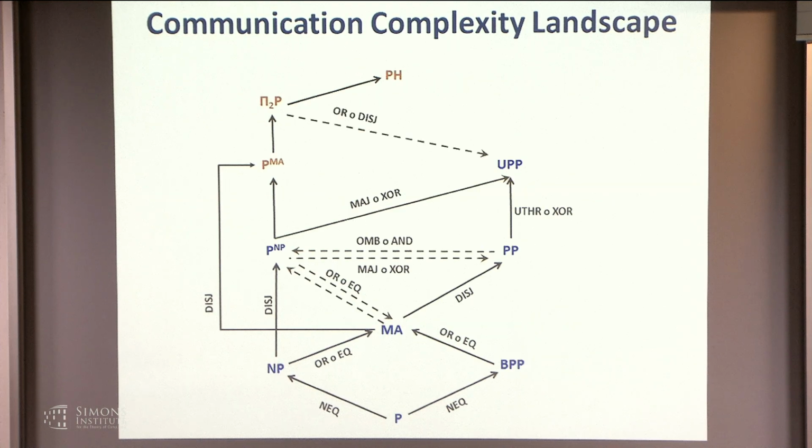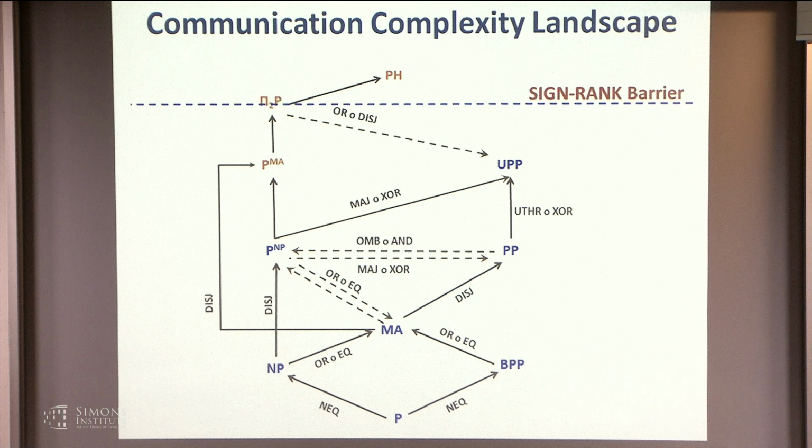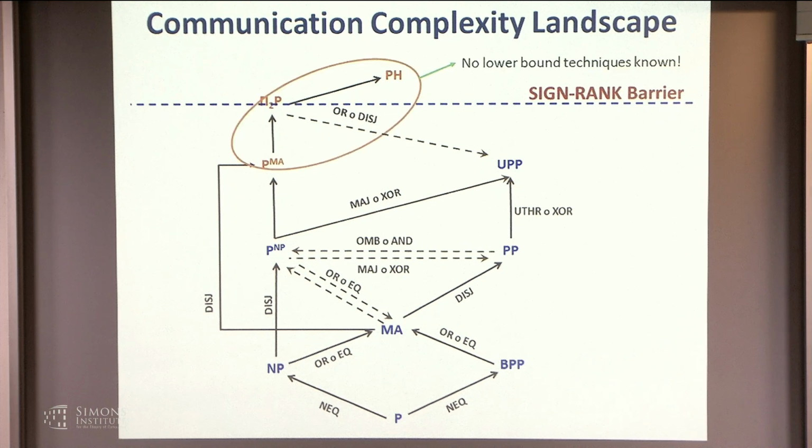So this was the communication complexity landscape, which, due to the work of Razborov and Sherstov, showed that at the second level of the hierarchy there is a sort of sign rank barrier, because this has functions of large sign rank. And then there is this class P^MA. Everything below this, we have lower bound techniques, but P^MA was not known to have large sign rank. However, we had no technique to prove lower bounds.